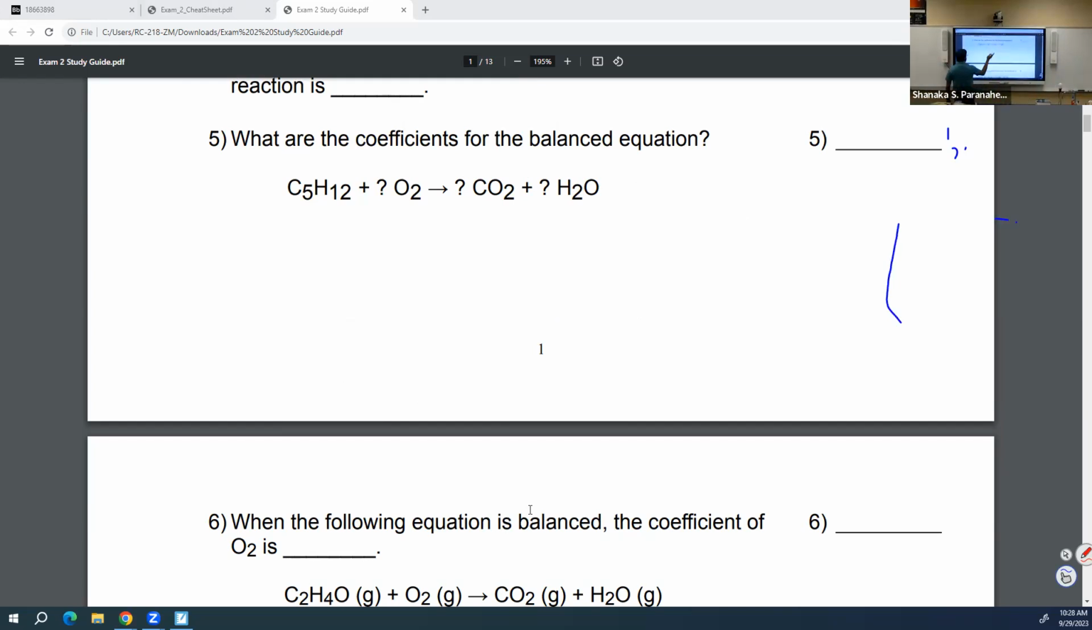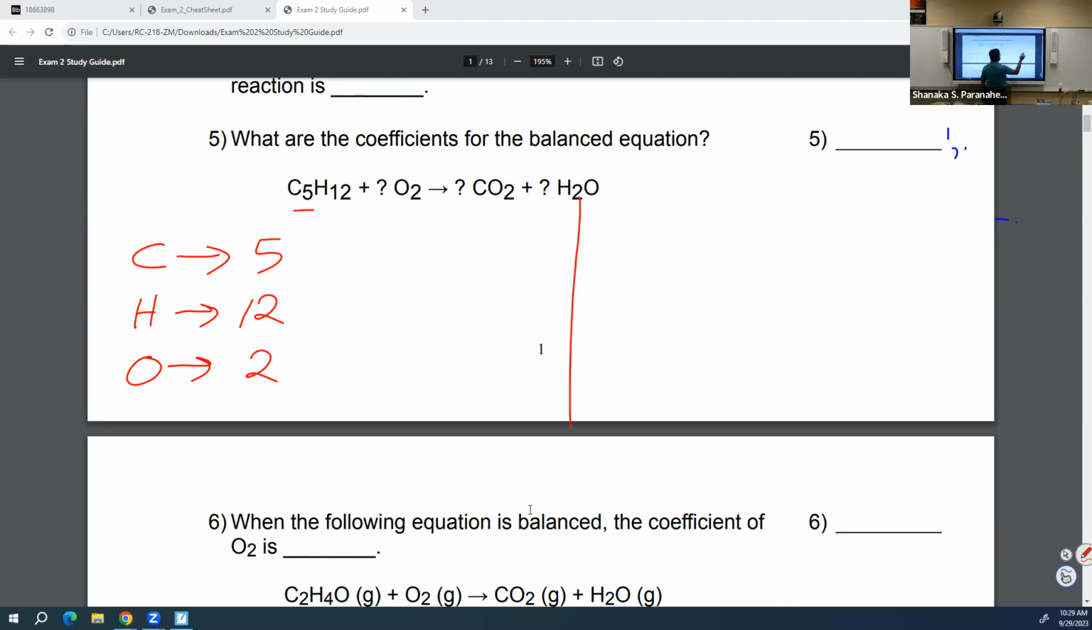Okay, so this is a combustion reaction. Carbon, hydrogen, oxygen. How many carbons are on the reactant side? 5. How many hydrogens? 12. How many oxygens? 2. On the product side, how many carbons? 1. How many hydrogens? 2. How many oxygens? 3. There are 2 oxygens in carbon dioxide and 1 oxygen in water. The total is 3. So now you have to balance this reaction.